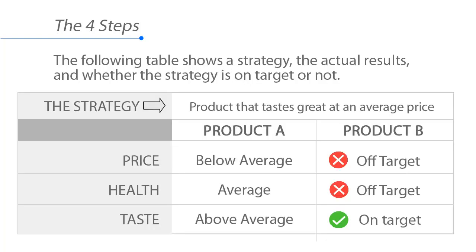The following table shows a strategy, the actual results, and whether the strategy is on target or not. So the strategy is a product that tastes great at an average price. Our price, based on the data collected, shows that we are below average. Our target was an average price, so having a product price that is below average means we are off target. Our price is lower than we wanted it to be.